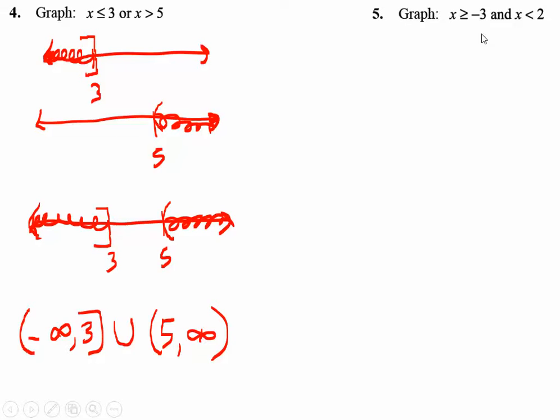The and statement, a little bit different. Let's take a look at this one here. Let's graph this one. Let's graph this one. Let's put it together with an and afterwards. Now the and means both have to be true.